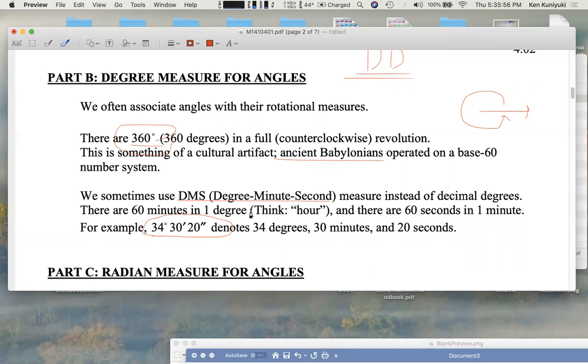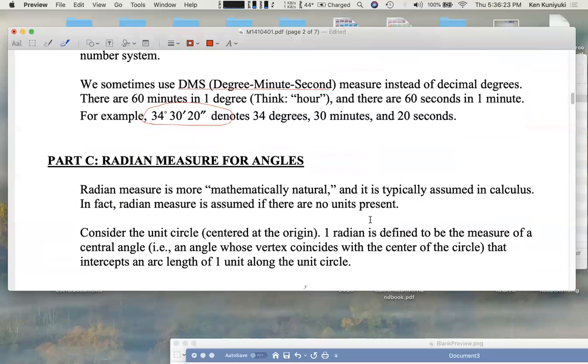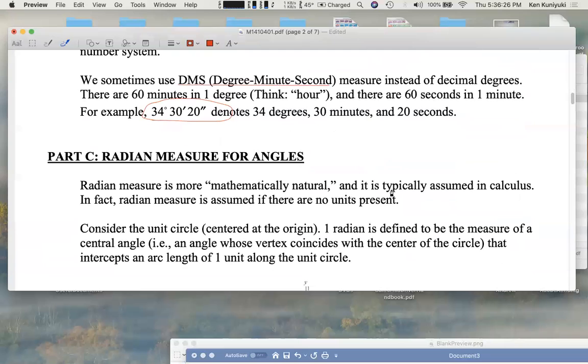Radians, however, are special. Radian measures are critical, in part because in calculus, we assume you're dealing with radian measure. For example, you have to assume radian measure for x if you're going to say that the derivative of sine of x is cosine of x. That's only true if x is measured in radians, not degrees. But radians are just naturally something that anyone, even an alien, might figure out. Okay? Radians are more mathematically natural. And again, they're typically assumed in calculus.